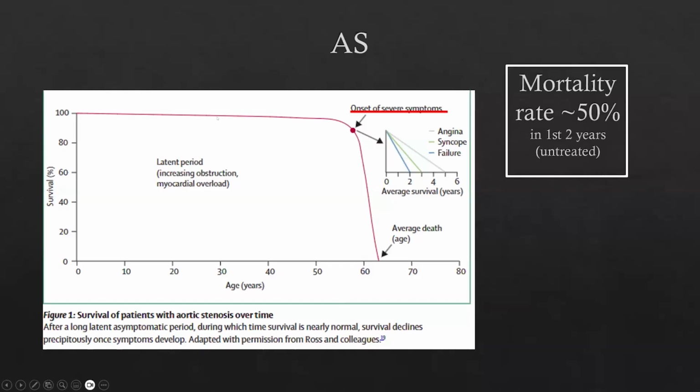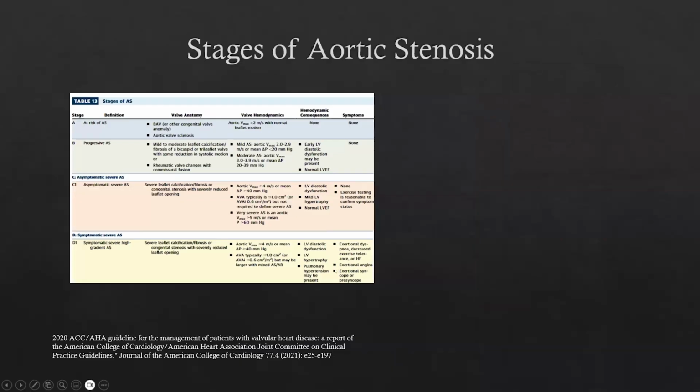There's a long latent asymptomatic period, as you can see here, as people progress from mild, moderate to severe stenosis. But the real kicker is when you start to get those severe symptoms. There are various stages of aortic stenosis. We're not going to cover these in great detail, but this green bracket is showing basically mild to moderate aortic stenosis. These patients are typically monitored longitudinally with echocardiogram. And then the red bracket here shows severe aortic stenosis, either asymptomatic or symptomatic. You can have both forms.